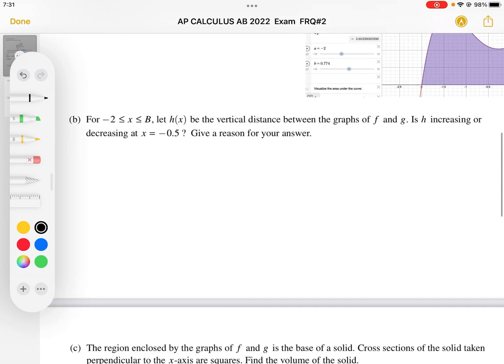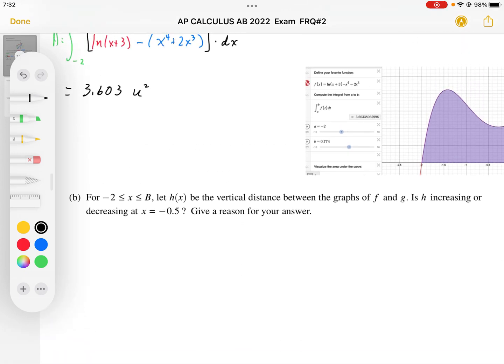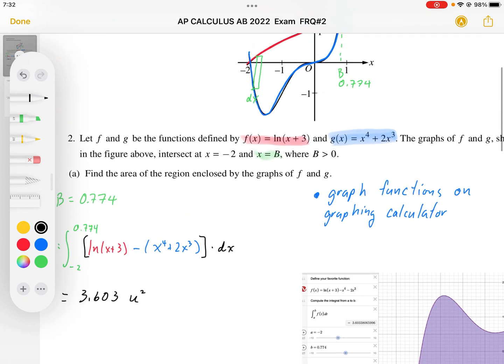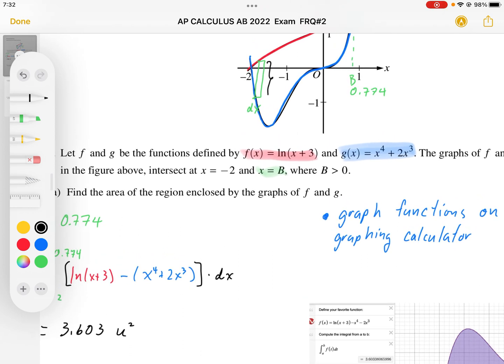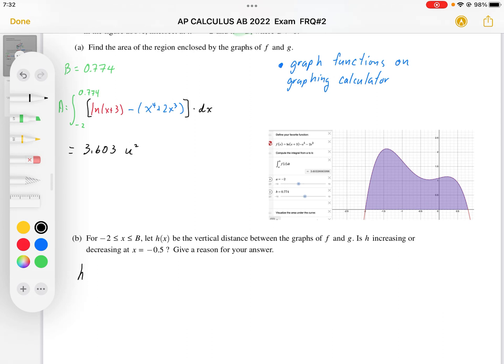For part B, it says for -2 to b, let h be the vertical distance between the graphs of f and g. Is h increasing or decreasing at x equals -0.5? So that h value is just going to be the height between these two. We're going to write the function h of x first. So h of x is going to be equal to log x plus 3 minus x^4 plus 2x^3. Okay, so that's going to be our h function.